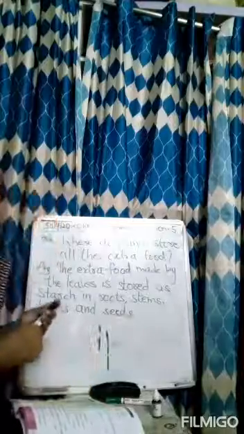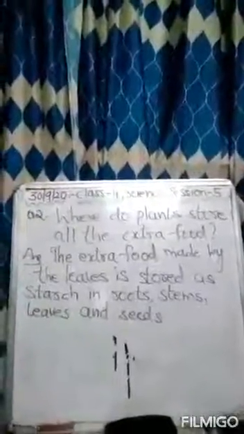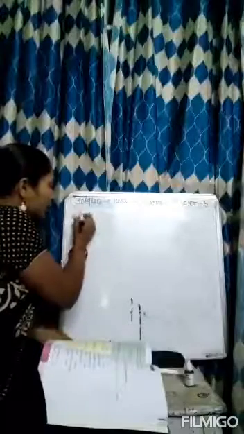So this is the second answer. Where do plants store all the extra food? The extra food made by the leaves is stored as starch in roots, stems, leaves and seeds. Question number 3.